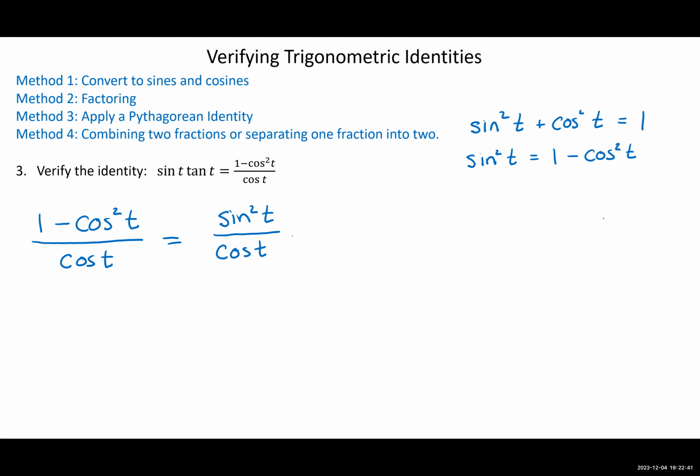Now let's do that trick again where we take the sine squared and split it up as sine of t times another sine of t, divided by cosine t. Now, the reason in this case we want to split it up is because, well, what is sine over cosine? Well, that's tangent. That's tangent. So it looks like we're about done.